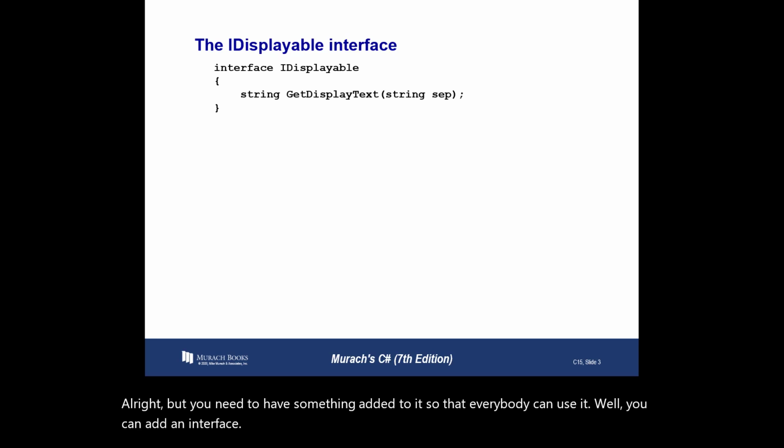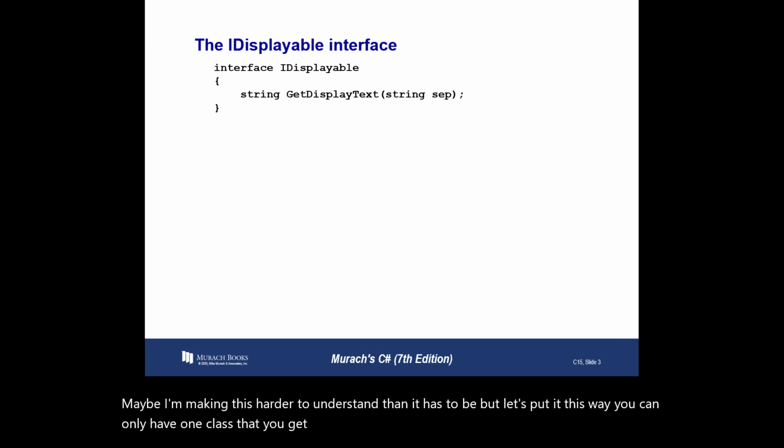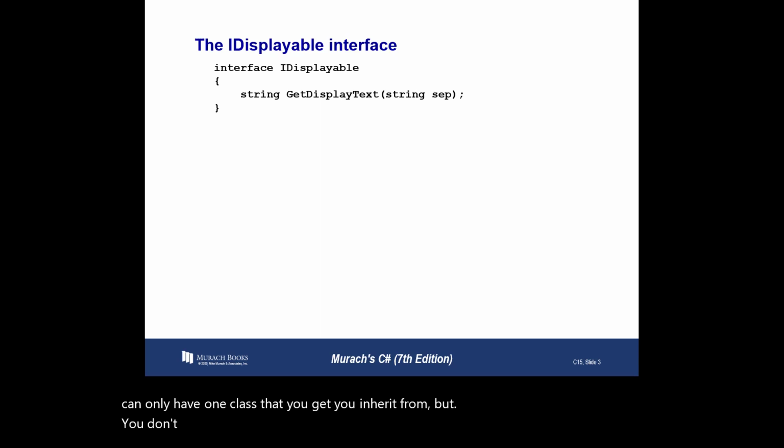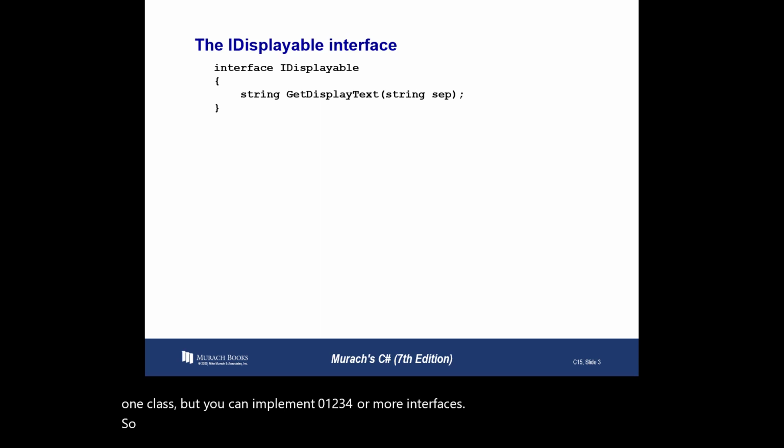Maybe I'm making this harder to understand than it has to be, but let's put it this way. You can only have one class that you inherit from, but you don't inherit interfaces. It's called implement interfaces. All right? You can only inherit from one class, but you can implement 0, 1, 2, 3, 4, or more interfaces. So whereas C# only allows for single inheritance, it allows for multiple interface implementation.